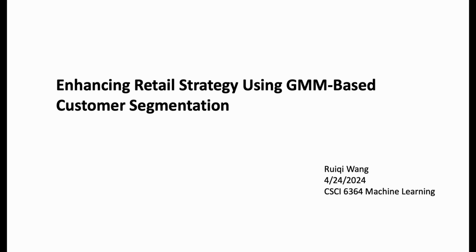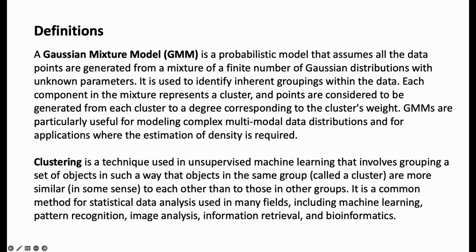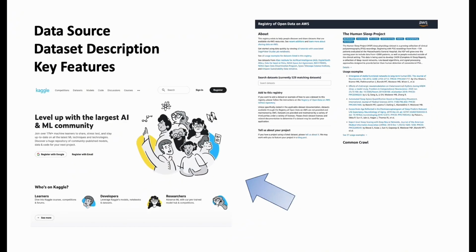This project is about enhancing retail strategy using GMM-based customer segmentation. There are two definitions about Gaussian mixture model and clustering. Searching from Kaggle or other sources like Amazon Open Data. Here I chose to search in Kaggle.